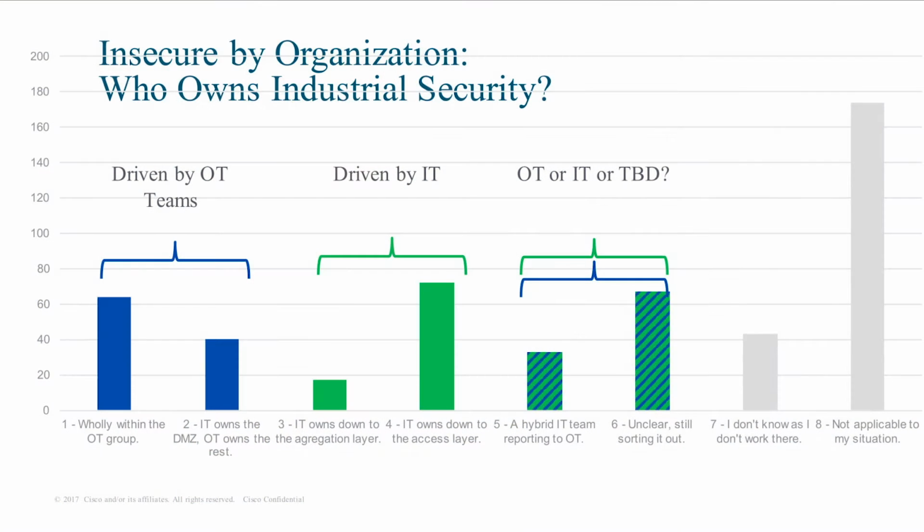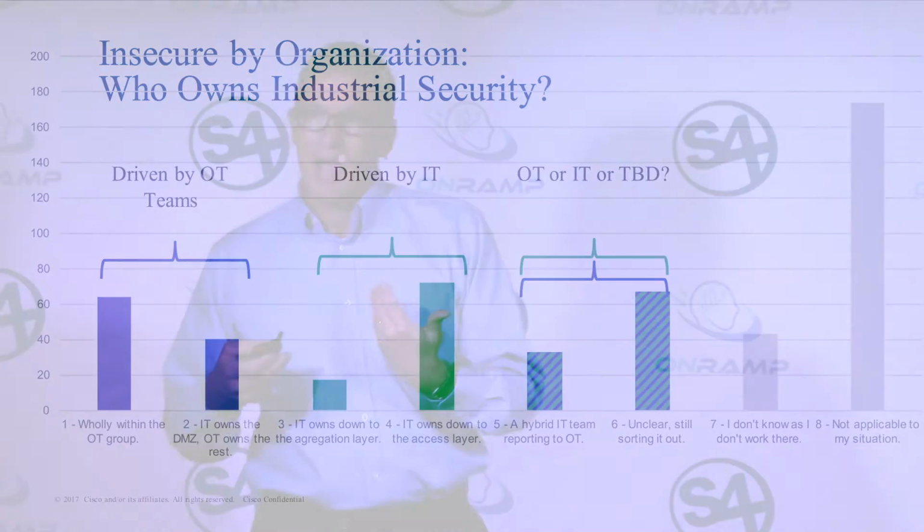So 2 years ago, I did a survey of 600 people within our Cisco world, and we asked the question, who owns industrial security? And it was pretty evenly split among those who gave an answer: the OT team owns it, the IT team owns it, and then, frankly, we're still trying to figure it out. That was 2 years ago.